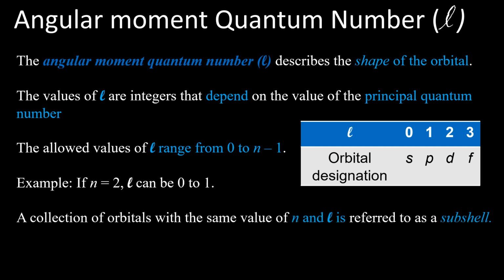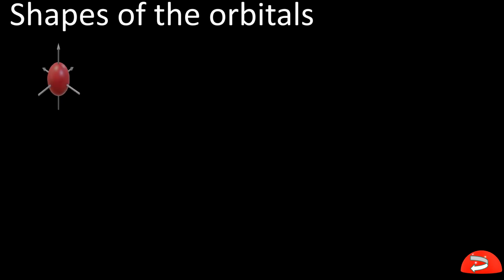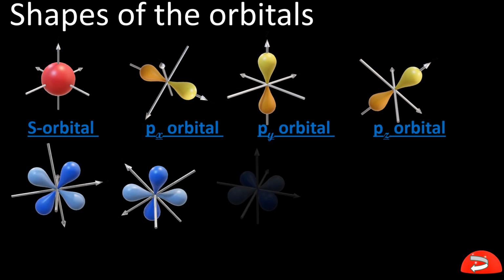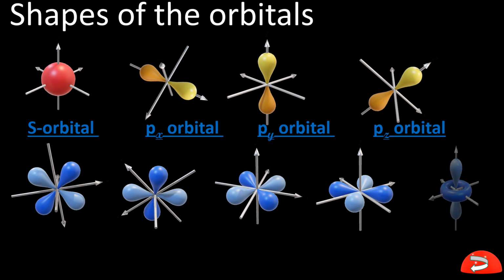A collection of orbitals with the same energy, the same value of n and l, is referred to as a subshell. So s, p, d, f are considered subshells. See here the shapes of the orbitals: the s orbital, then the p orbitals. There are 3 p orbitals, but only one s orbital. The three p orbitals are px, py and pz. Now see the d orbitals over here.